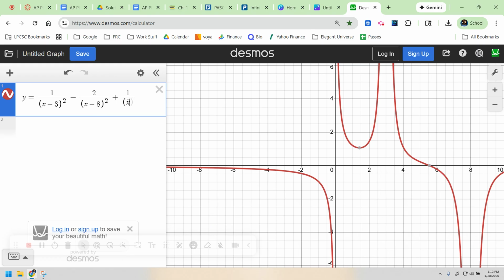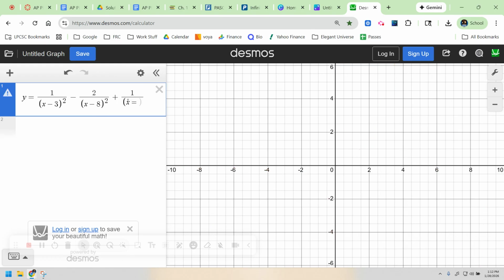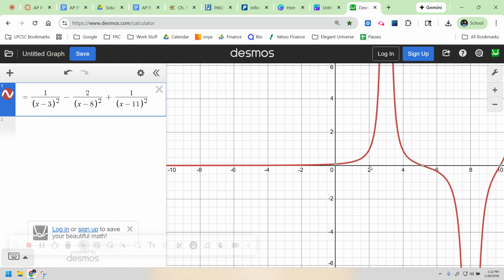X minus 11, close parentheses. All right, so now this is a weird thing. Let me just make sure I'm plugging this in right. X minus 11, x minus 3, x minus 2.